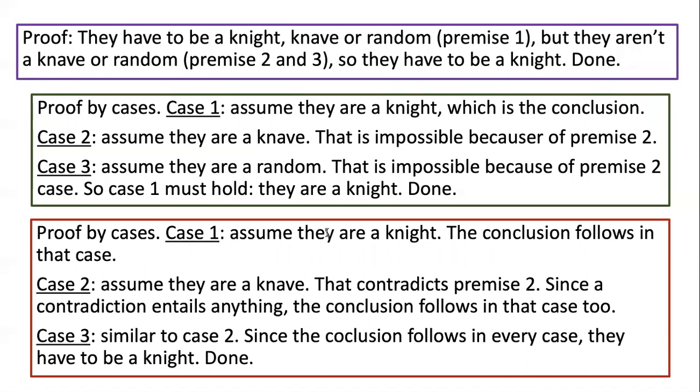And case 1 is the same. We know they're a knight, so that's the conclusion. Case 2, let's assume they're a knave. Now let's use premise number 2 to form a contradiction. Premise 2 and this assumption are a contradiction. Since that entails anything, we know our conclusion follows in that case, namely that they have to be a knight.